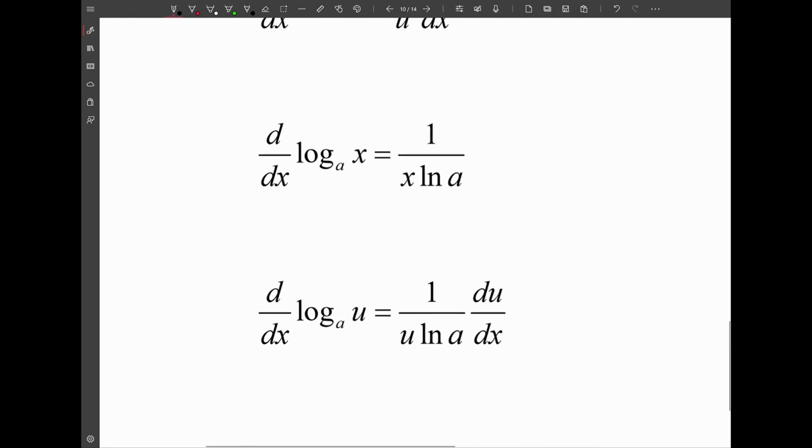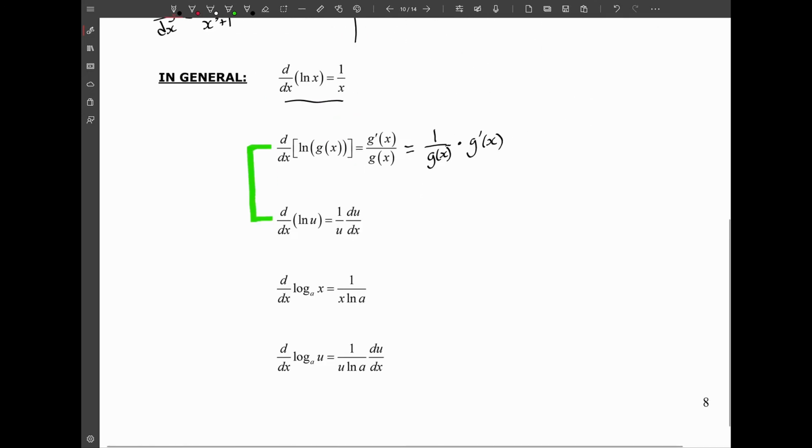And then we have this one, the derivative of log base a of x is just 1 over x natural log of a. This comes from some earlier pieces we did in previous lessons. And d/dx of log base a of u, same idea, the exact same derivative, except it's the chain rule version. So each of these is just the derivative and then the chain rule version of that derivative.